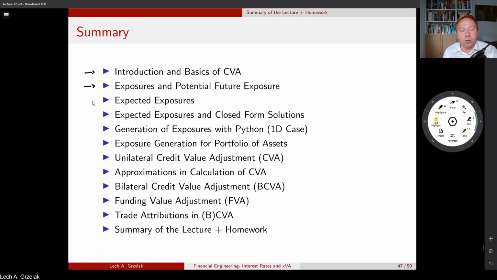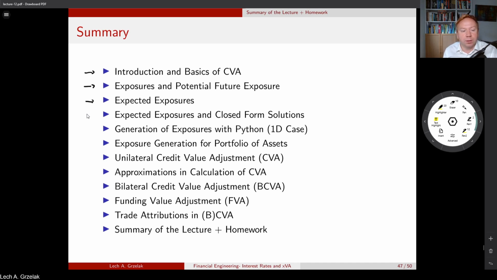Once we have exposures, of course, the next point is to calculate expected exposures. There we have used the Monte Carlo simulated values of a portfolio, and we evaluated discounted expected exposures. And also we have the discounted negative expected exposures that can be used in DVA calculations.